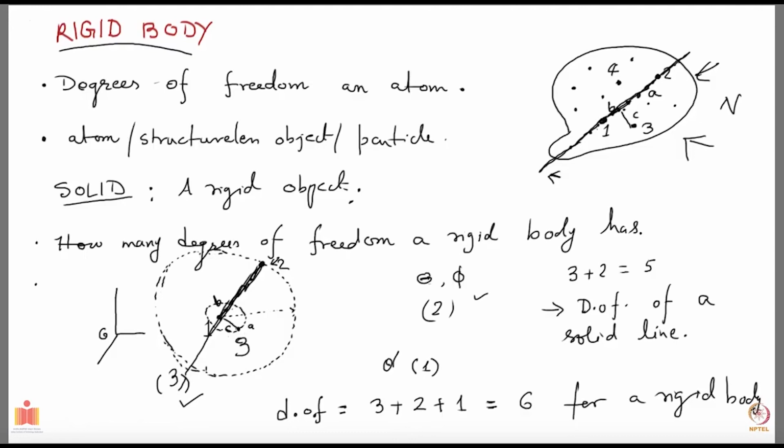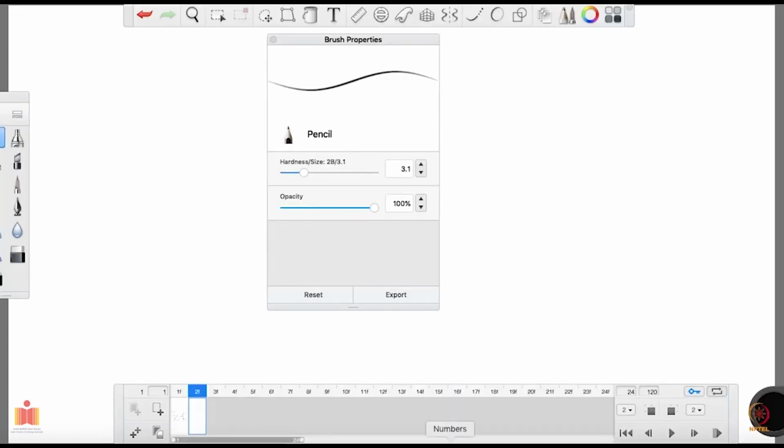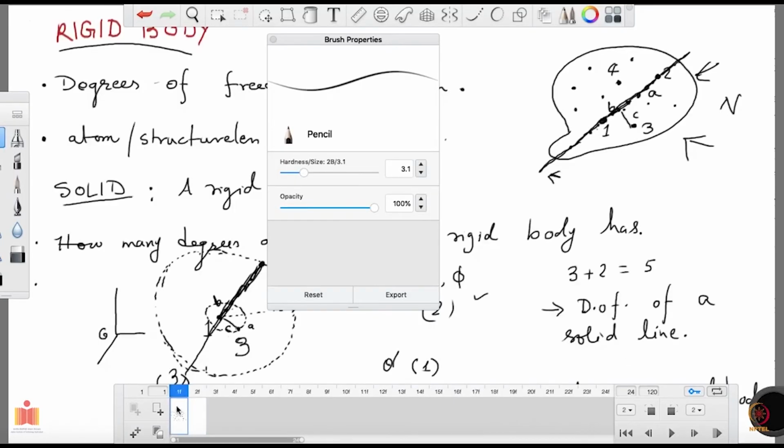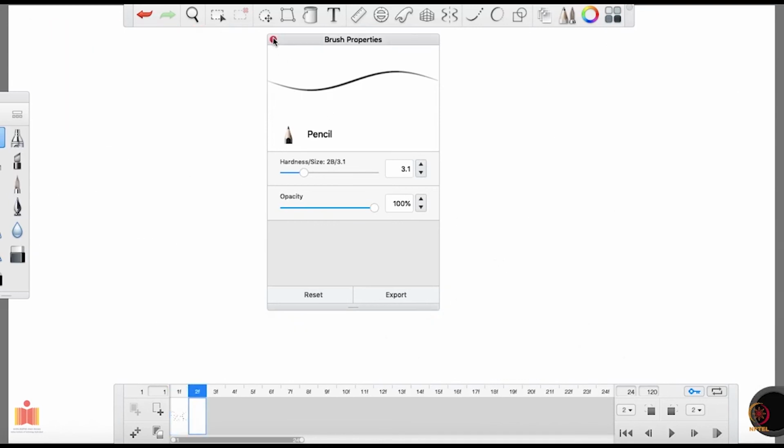Now sometimes it will happen that your rigid body will be pivoted. So there will be a pivot. Let me write this word, P-I-V-O-T.